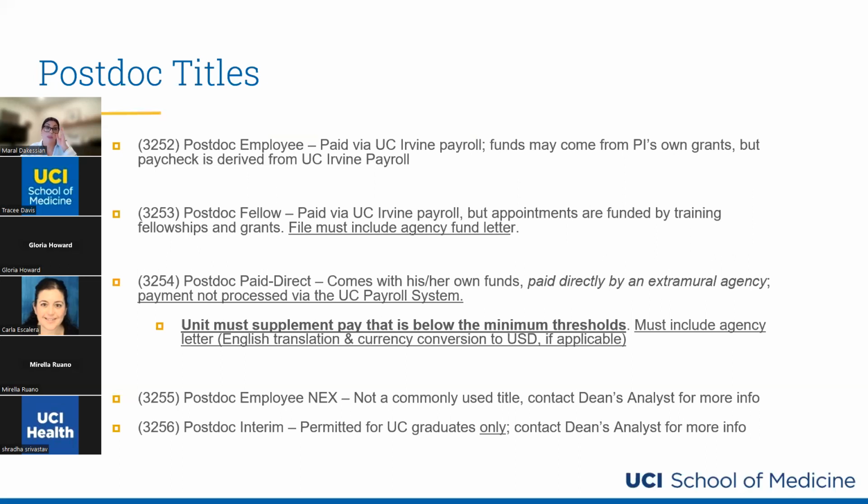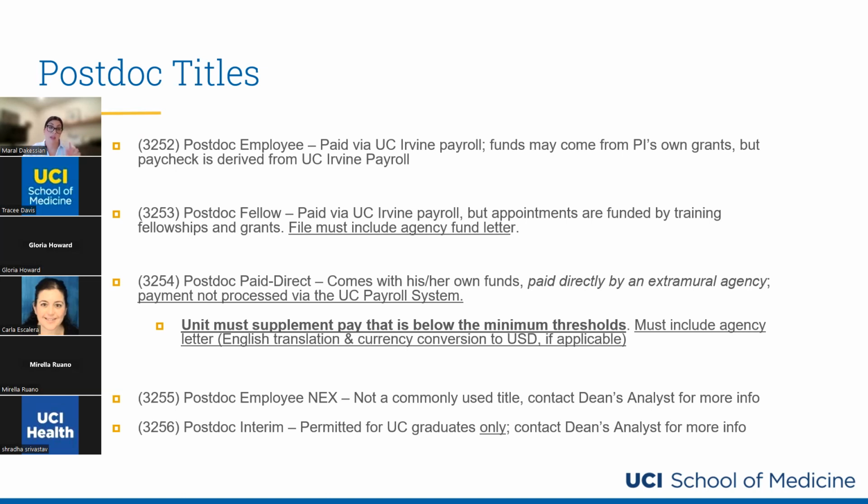For both of these types, the fellow and the paid direct, if the funding is below the UC Irvine salary scale threshold, the department must supplement pay. So they usually provide a supplement to that pay with the postdoc employee title code. So sometimes you'll see postdoc fellow / postdoc employee, postdoc paid direct / postdoc employee. Just know that we always have to meet the minimum threshold on the salary scales, whether this person is coming with their own funds or being paid by UCI directly.